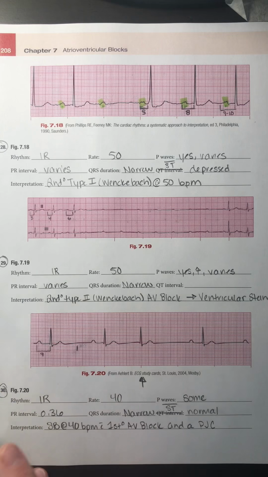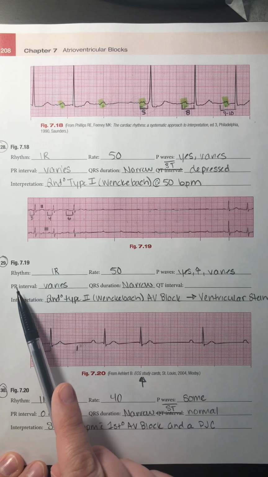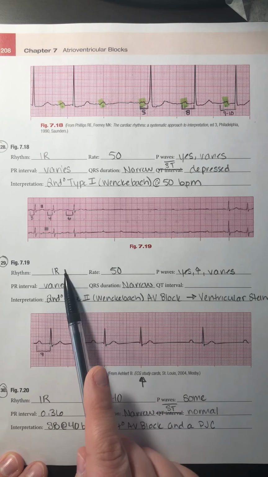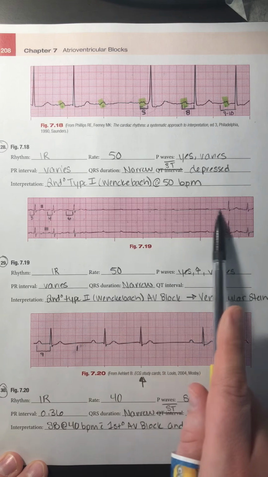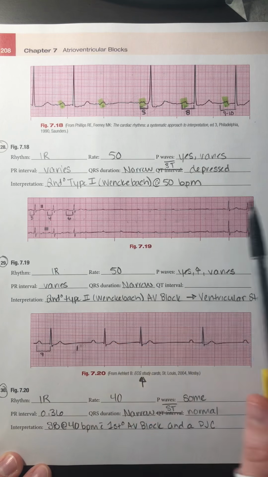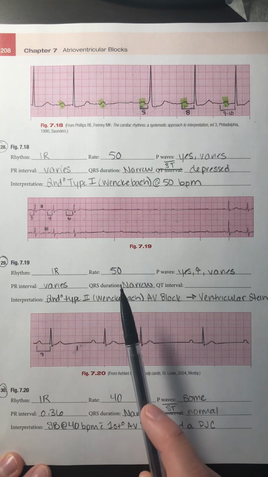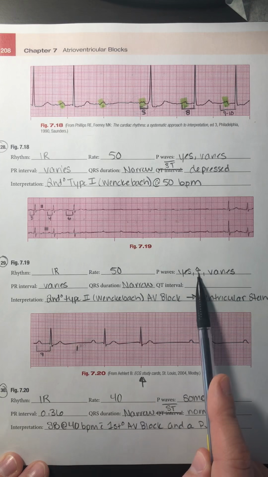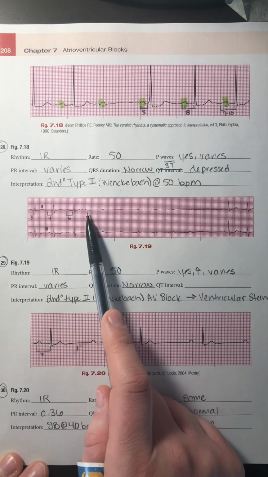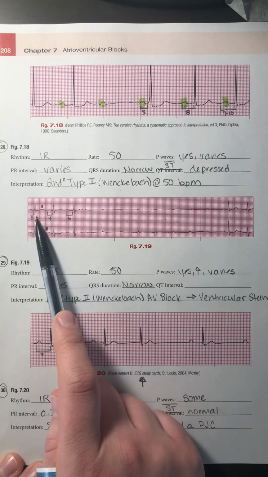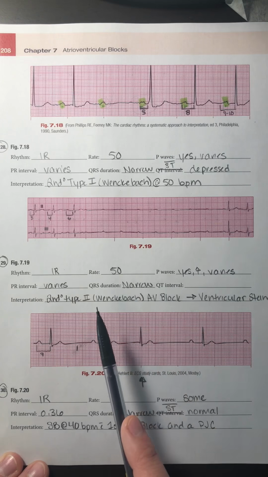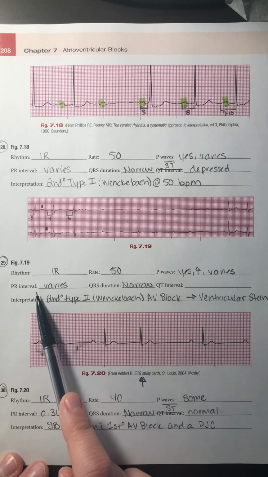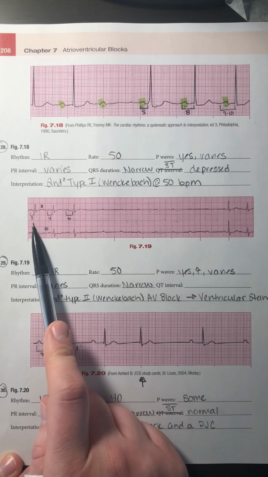Number 29, this rhythm is very small, so hopefully you have your book, you can follow along. This is figure 7.19. My rhythm is definitely irregular. I have a huge area here where I don't have any ventricular conduction at all. For my rate, I put 50 because I have 1, 2, 3, 4, 5. My P waves, I do have P waves throughout here, and I have them before the QRS complexes. There is one P wave for every QRS complex. My PR interval varies.